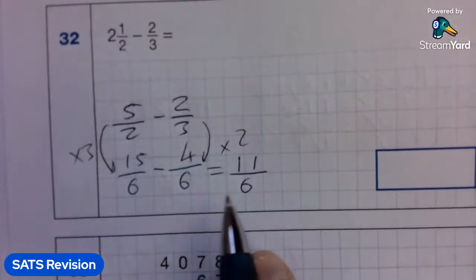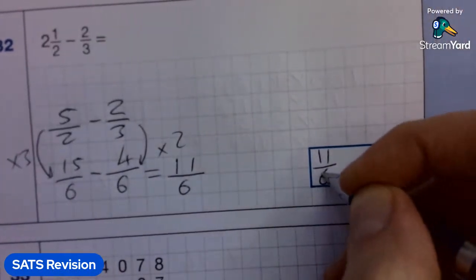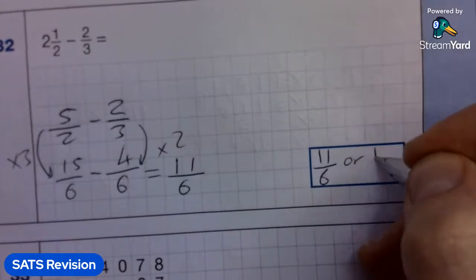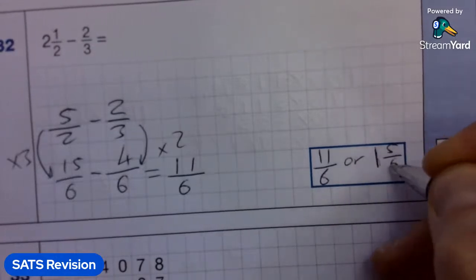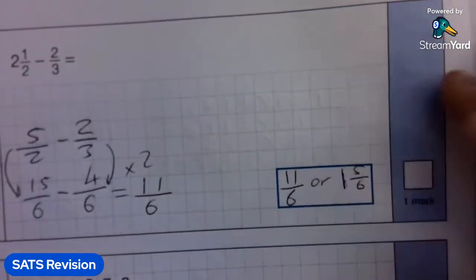It's absolutely fine. Right, that can be an answer. That's absolutely fine as an answer. Or you could put 1 and 5/6 as an answer. Yeah, they're both fine as answers. Or as a decimal if you really want to get fancy.